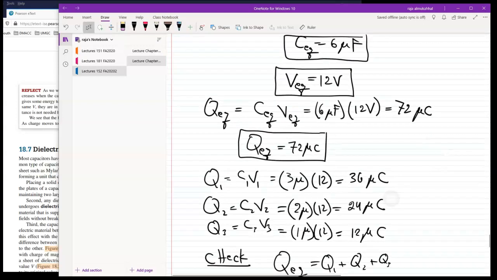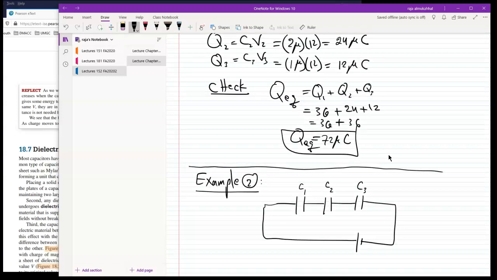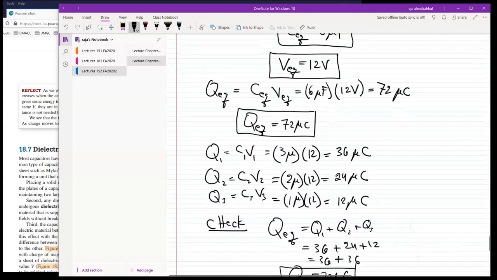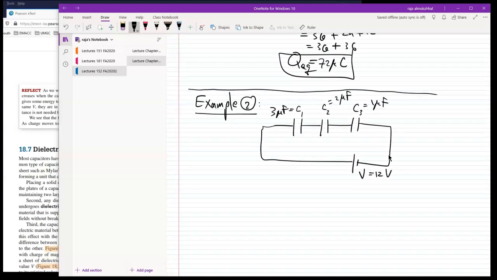So let's do the same thing. So I have here C1 is 3 microfarad, this one 2 microfarad, and then this one is 1 microfarad, okay? And then the other voltage is 12 volt. Is it 12? Forgot already. 12, yes, okay. And there we go. So let's get everything, okay?